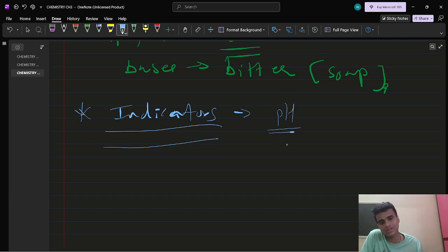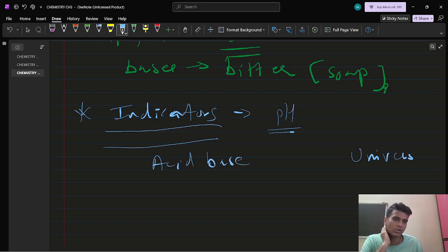Now, what is pH? It is the negative logarithm to the base 10 of the hydrogen ion concentration expressed in mole per liter. Definition, remember again. So first is common acid base indicators, and one we have is called universal.